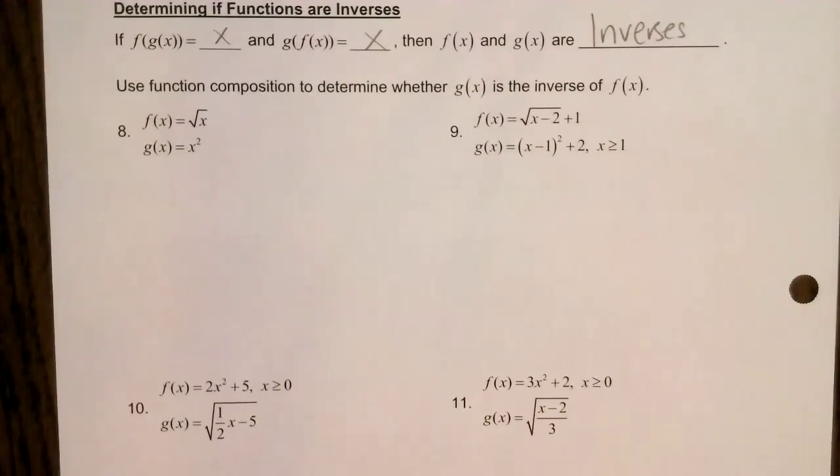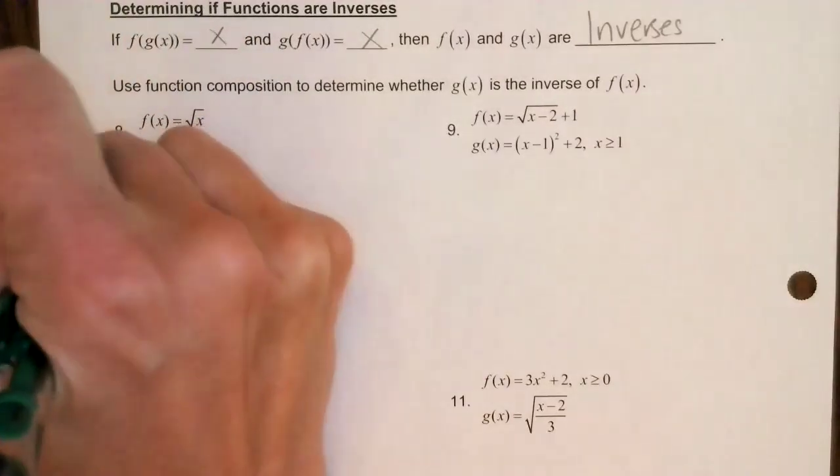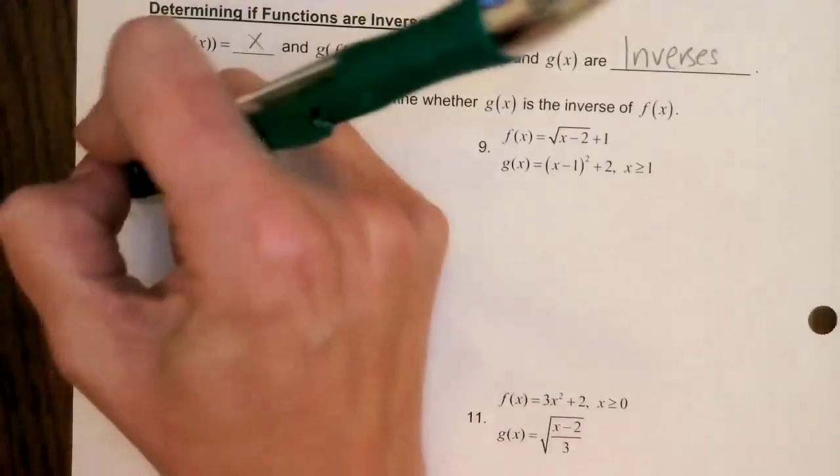Right here, we've got f of x equals the square root of x, and g of x is equal to the square root of 2. So first I start, and you do have to do both of them, not just one.